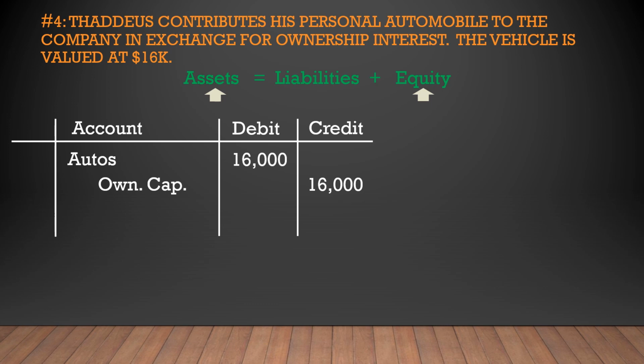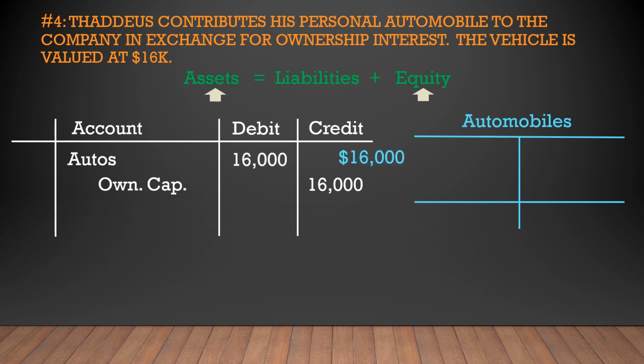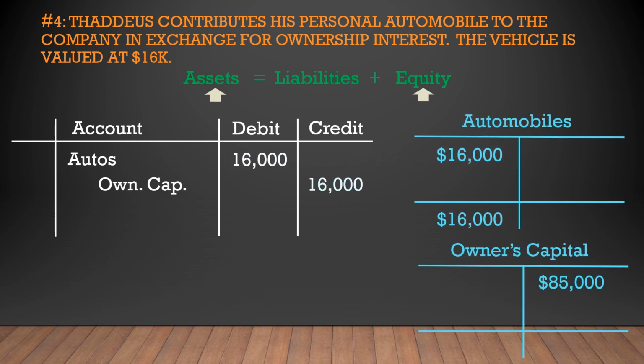Then post to their T accounts. Note that owner's capital had an $85,000 credit balance after the previous transaction, but this additional credit brings it to a $101,000 credit.